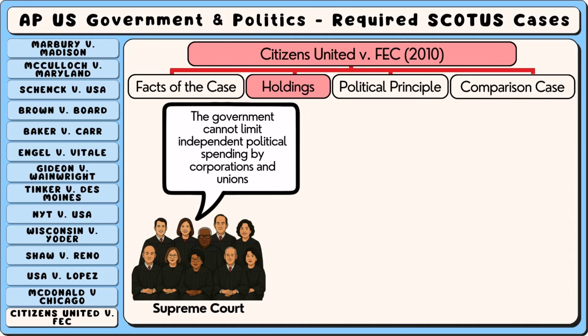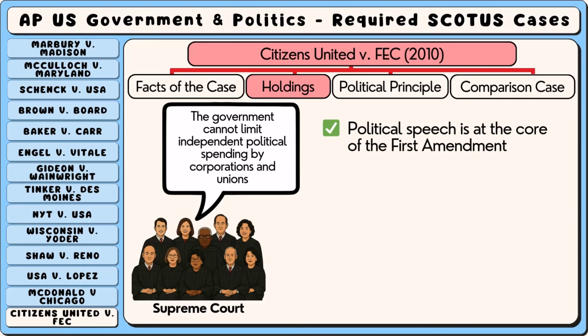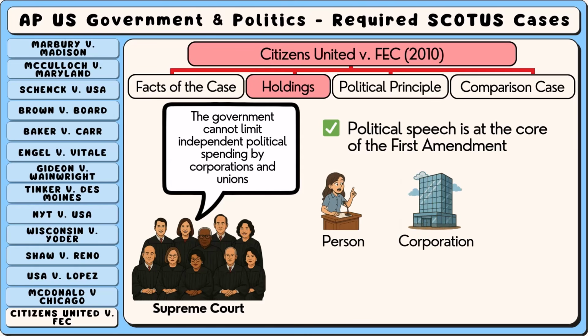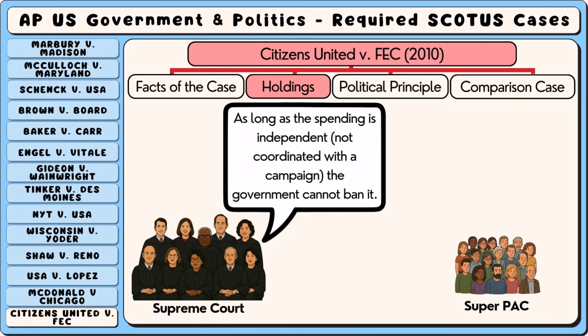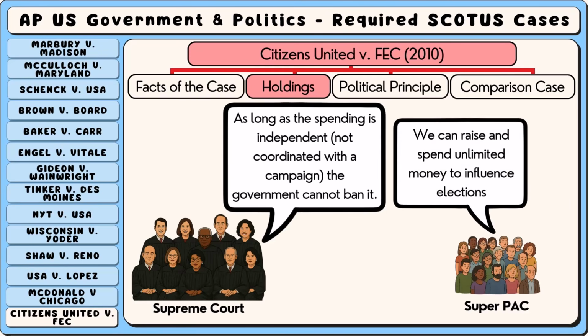The court ruled that the government cannot limit independent political spending by corporations and unions. The court explained that political speech is at the core of the First Amendment, and the identity of the speaker, whether a person, a corporation, or a union, does not change that protection. The court held that as long as the spending is independent and not coordinated with the candidate's campaign, the government cannot ban it. This holding led to the rise of super PACs, which can raise and spend unlimited money to influence elections as long as they do not directly coordinate with the candidate.